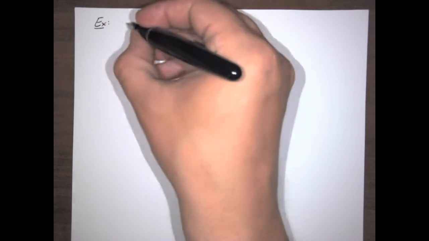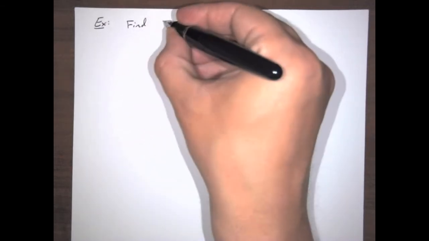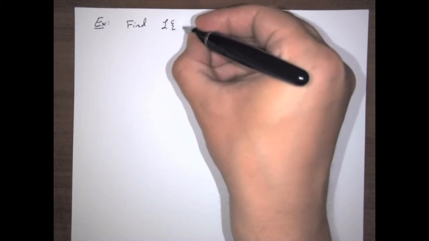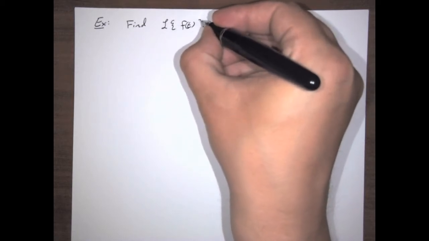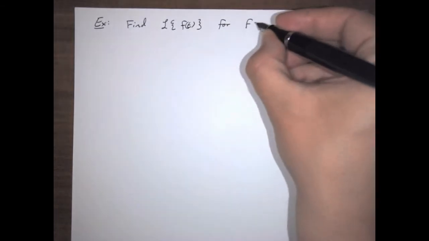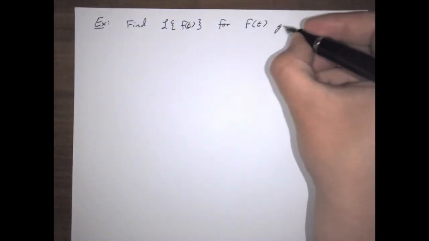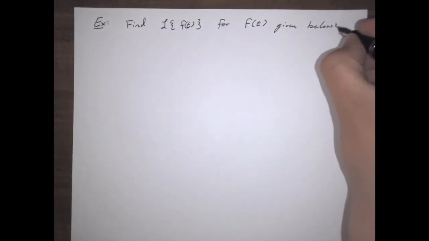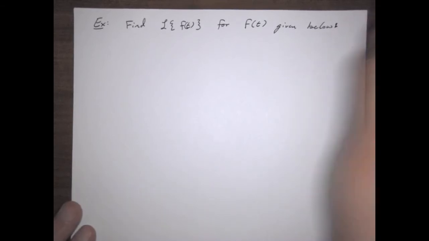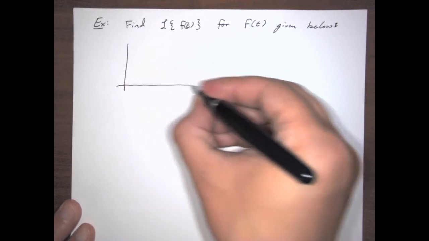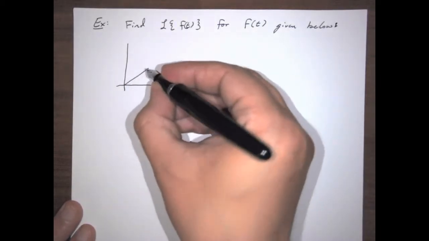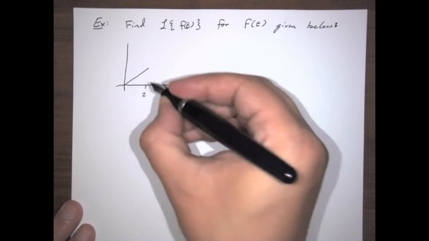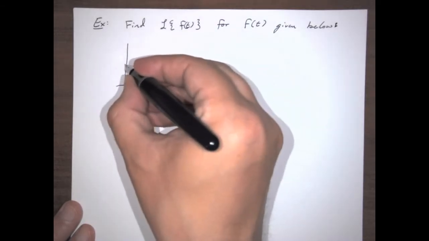All right, now let's try an example of one of the piecewise functions. So an example here, find L of f of t for f of t given below. And the f of t that we're going to be talking about here is going to be a piecewise defined function that's going to look like this. So it's going to have 3 pieces. One piece that goes up in a linear fashion, like that, going from 0, 0 to 2, 2.